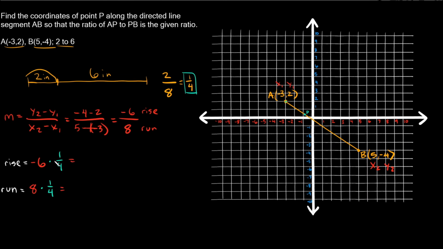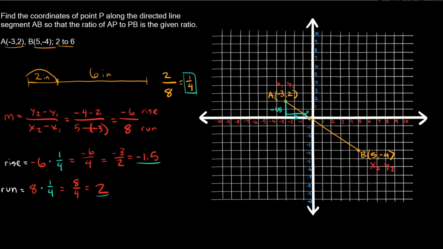Okay, so on top we have -6 times 1/4, so that's equal to -6/4, which is equal to -3/2, which if you plug this into your calculator, you'll get -1.5, all right? Now for the run, we have 8 times a fourth, so that's equal to 8 over 4, which is simply equal to 2. Okay, so here our rise is negative 1.5 and our run is 2. So starting from point A to get to point P, we're going to have to go down 1.5 spaces, and then we're going to have to go over 2 spaces, right? So to get to point P right there.